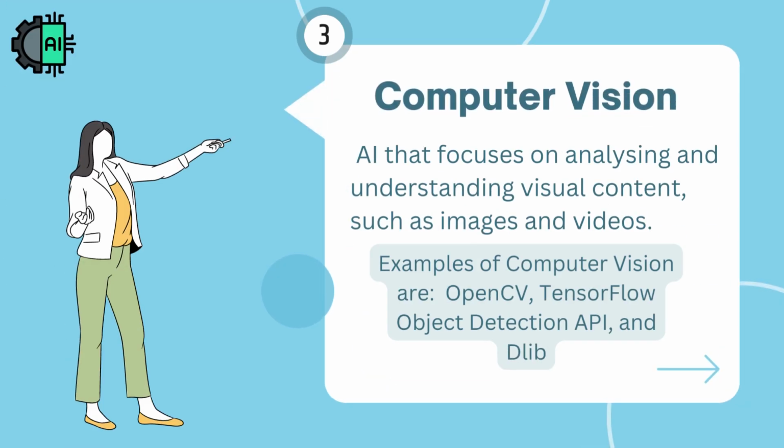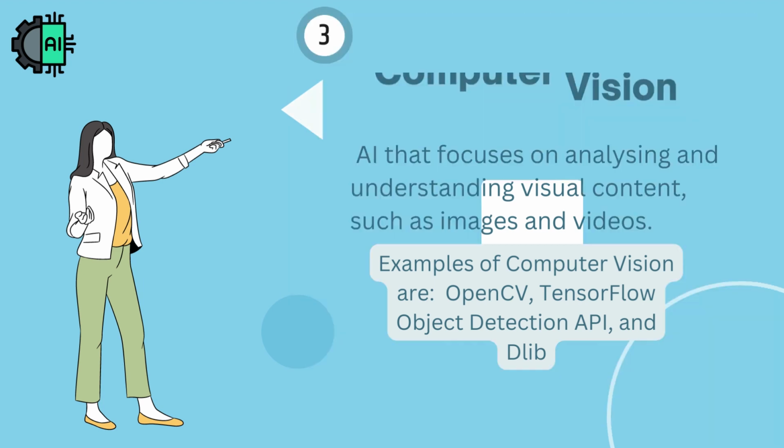Then comes computer vision. This is the type of AI that focuses on analyzing and understanding visual content such as images or videos. And popular examples of computer vision tools include OpenCV and TensorFlow object detection APIs.